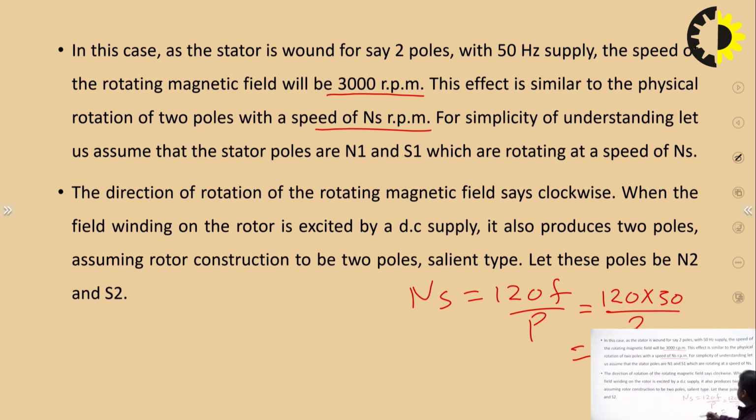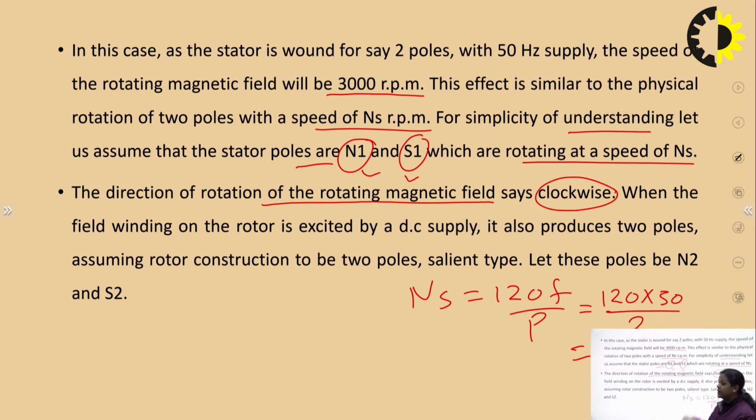Now, for simplicity of understanding, let us assume that the stator poles are N1 and S1, which are rotating at a speed of Ns. So here we have considered that there are 2 poles in the stator, that is N1 and S1, rotating at a speed of Ns. Now say the direction of rotation of the rotating magnetic field is clockwise. So these 2 poles are rotating in the clockwise direction with synchronous speed, right?